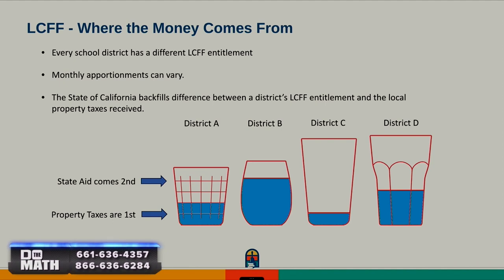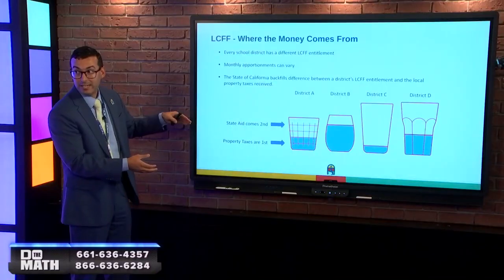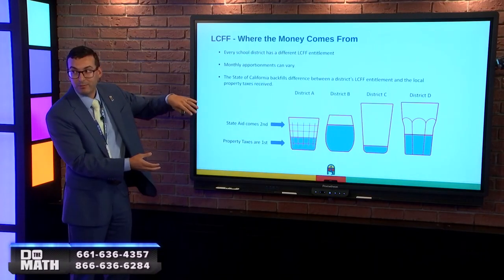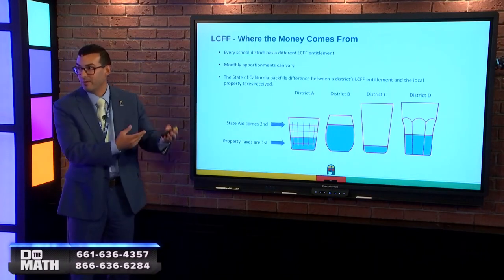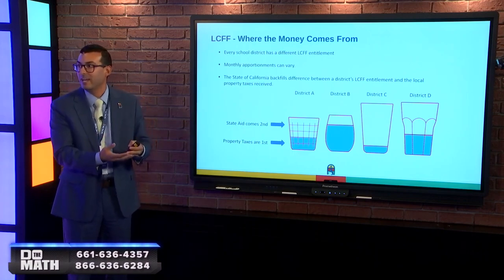Okay. And the state backfills the rest of the entitlement based on the attendance and based on the base grants. And so once property taxes are filled up, then they come in with the state aid. And that's what's coming from personal income taxes, sales taxes, corporation taxes.